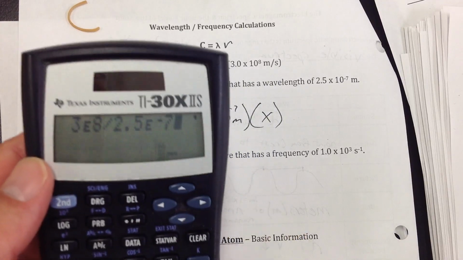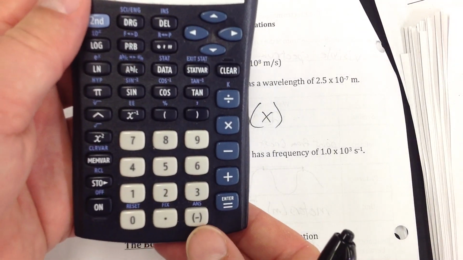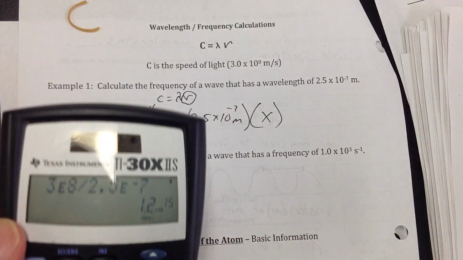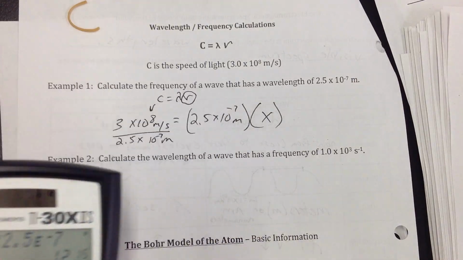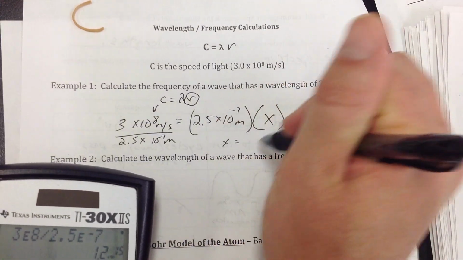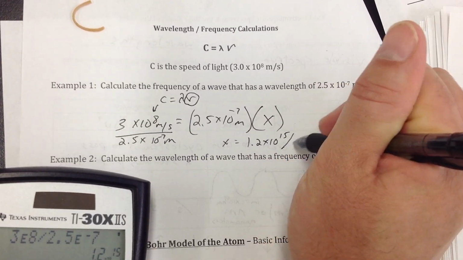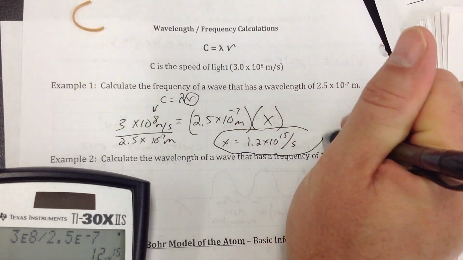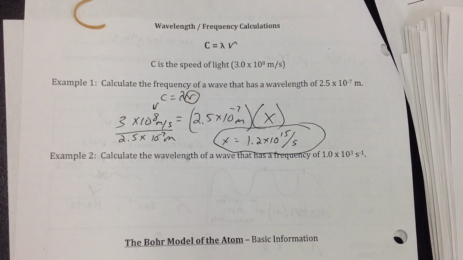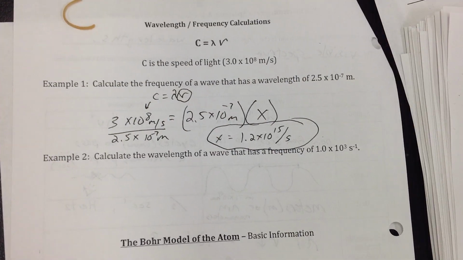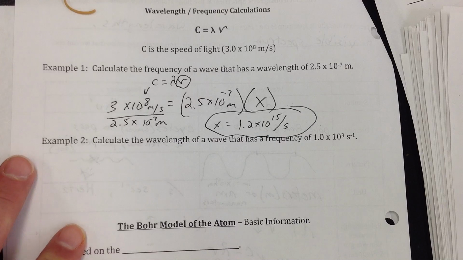That's a negative sign down here at the bottom of your calculator, all right? Okay. So when you hit enter, you get 1.2 times 10 to the 15th per second. Don't forget that unit. Feel free to stop this to let kids catch up. But we're going to go ahead and start on the next problem.